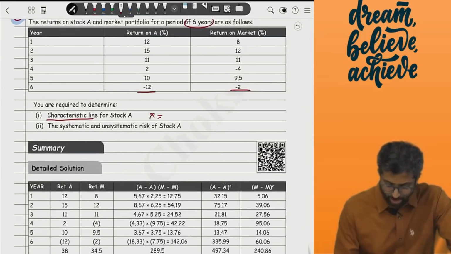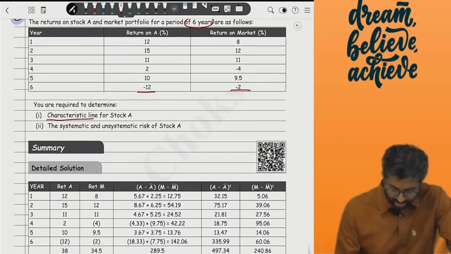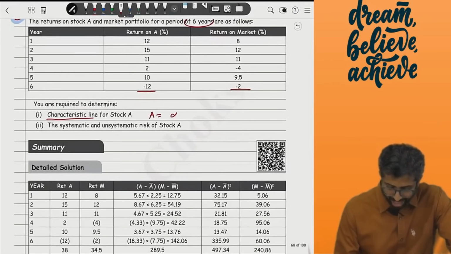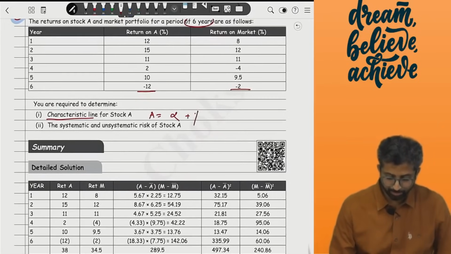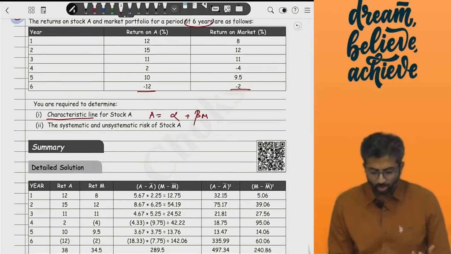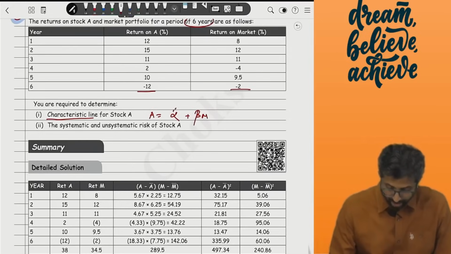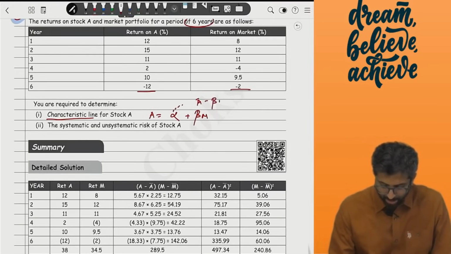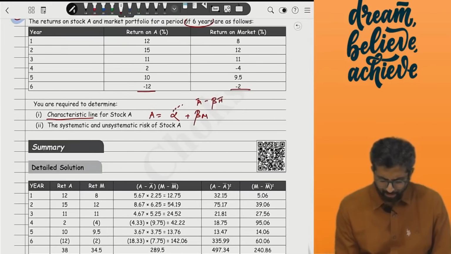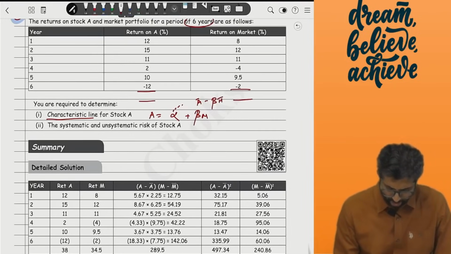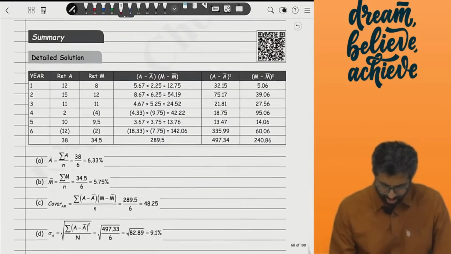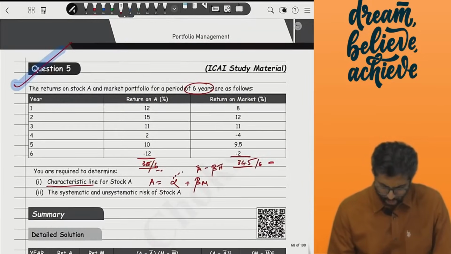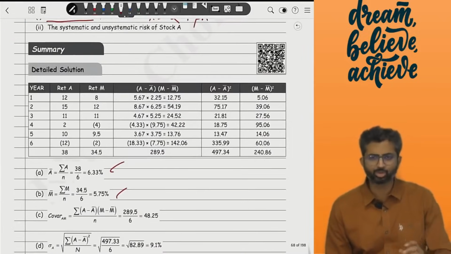Now how do you find the characteristic line? Well, the characteristic line is X is equal to, or rather in this case A is equal to alpha plus beta M. Now you will have to calculate beta. Further you will have to calculate alpha. Alpha is nothing but A bar or X bar minus beta M bar. So calculating A bar and M bar should not be a challenge. If I take the total over here, this will be, I think, 38, this will be around 34.5. You divide it by 6 observations at either of these places and you should land up with 6.33 and 5.75. This should be quite basic. This is your A bar as well as M bar.